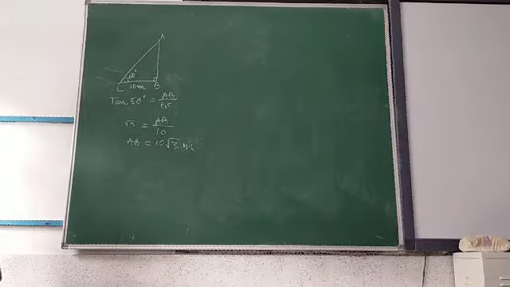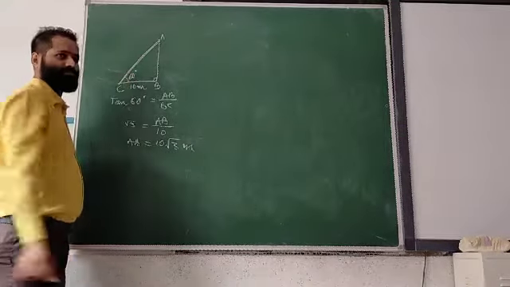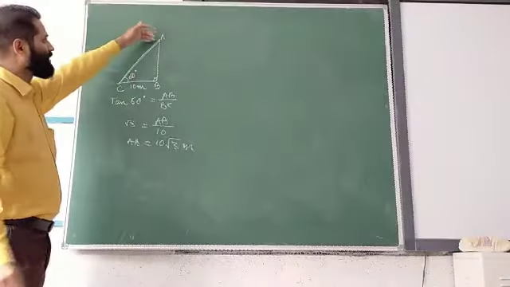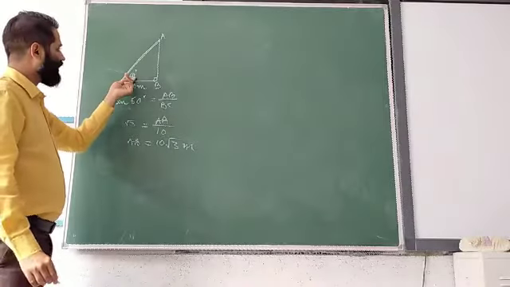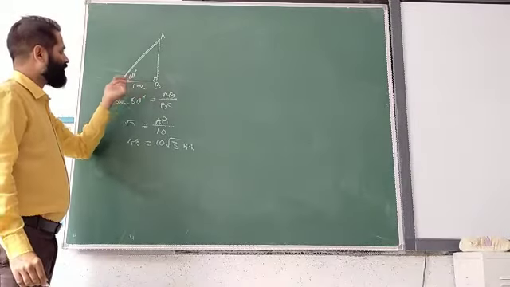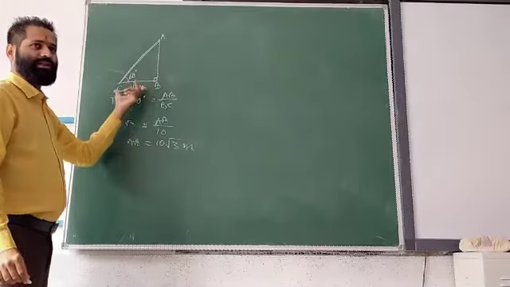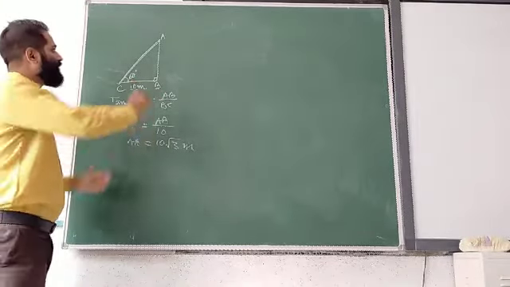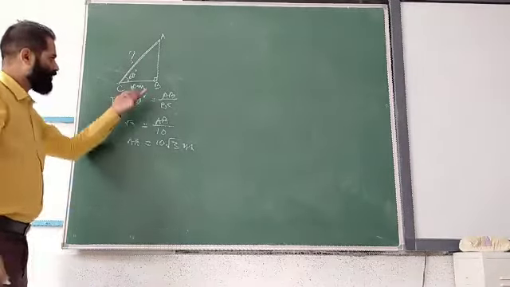Is it clear? Now suppose this is a rope. A rope is tied from the top of a vertical pole to the ground. Theta is 60 degree and the distance between that point and the foot of the pole is 10 meter. Okay? You need to find this one. So no need to worry. You know this value, right?